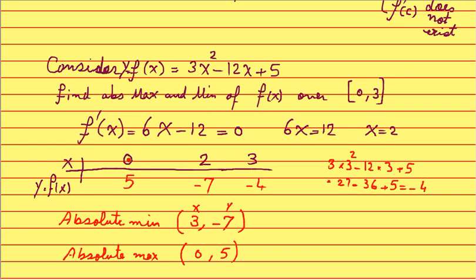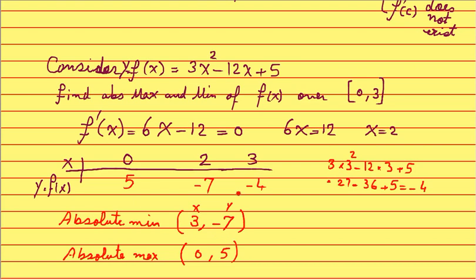At 0, no problem, we have 5 here. At 2, I made my mistake there. This was 12 minus 24, it's minus 12, plus 5 is minus 7. At 3, we had 27 minus 36 plus 5, and then that makes a minus 4. Of all of these numbers, the lowest that it gets to be is at this point, at minus 7. Absolute minimum occurs at 2 and minus 7. Absolute maximum happens at this corner at 0 and 5.